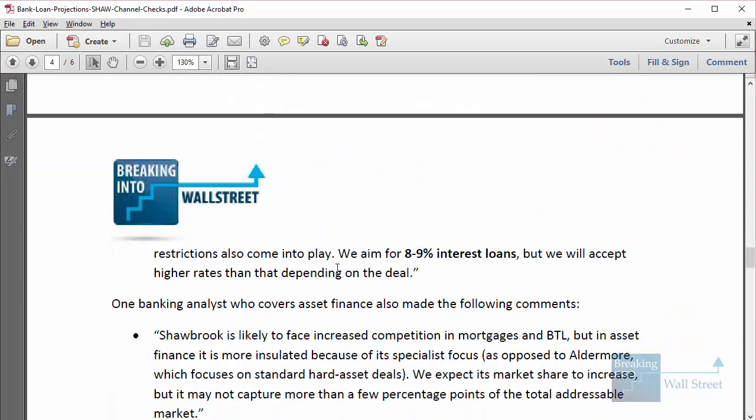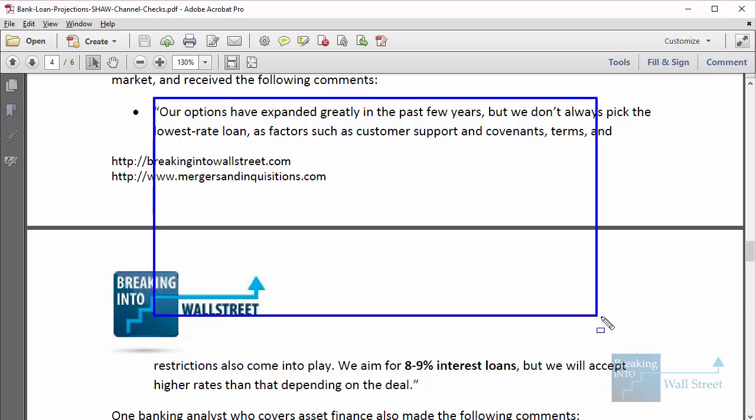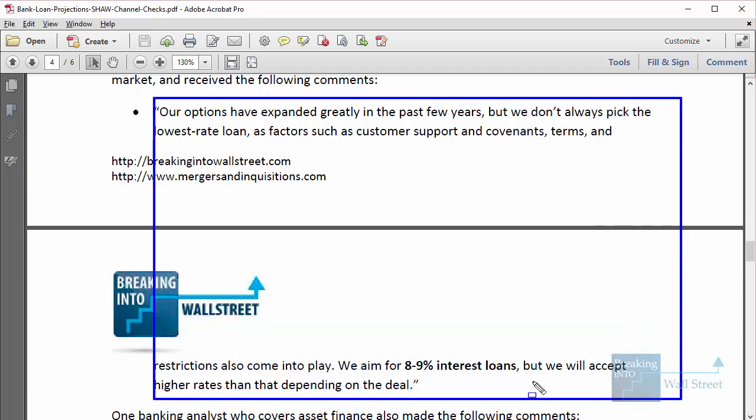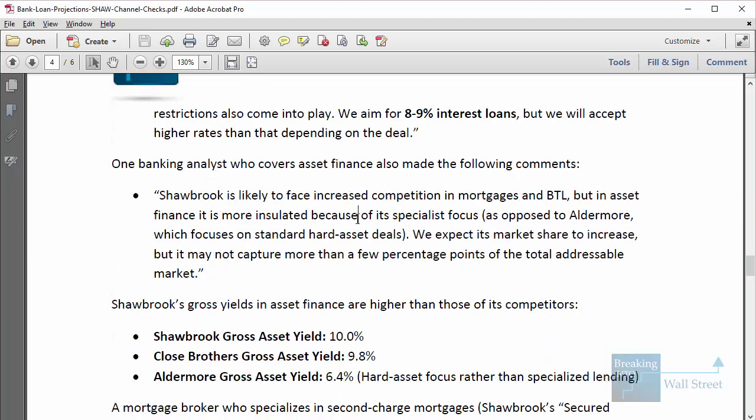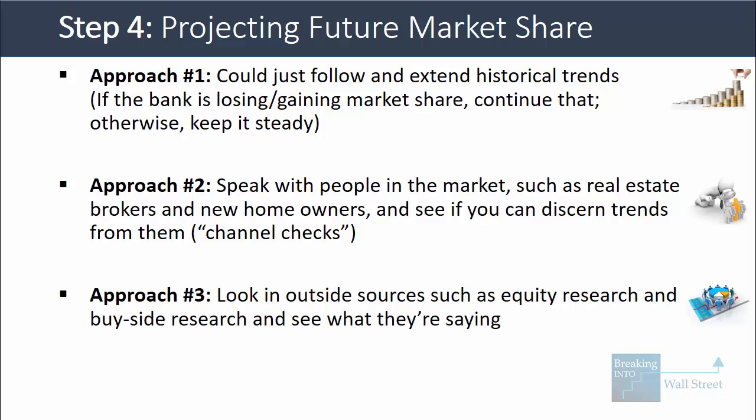And then other people might explain how they actually pick the lender they go with if they're looking for asset finance loans, for example. So you can look at a lot of these types of comments as well and get a general sense of what's going on. And then finally, you can also look at outside sources like equity research and buy-side research and see what they're saying about the company. We didn't really use that here because we had good data from other sources and we had reasonable trends from historical numbers, but we could have certainly done this as well.